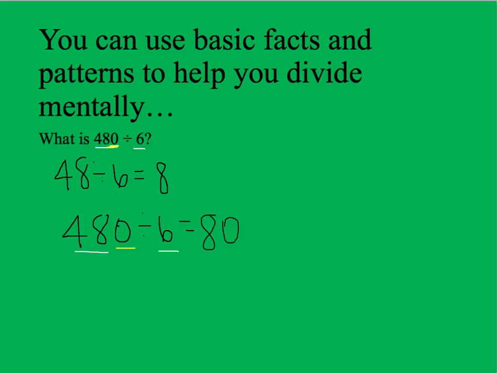Now, I always recommend that you check these by looking at the fact families. So we're going to multiply 80 times 6 to see if we get the correct answer, 480. So 0 times 6 is 0, and then 6 times 8 is 48. So sure enough, 80 is going to be my final quotient here.